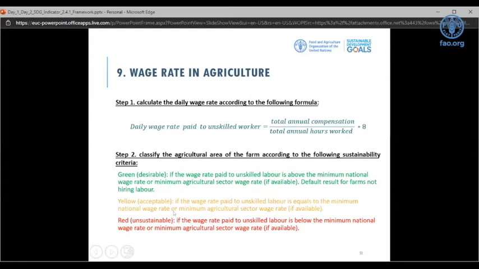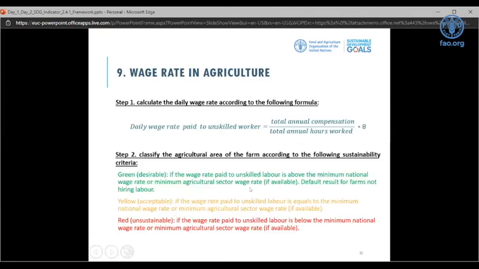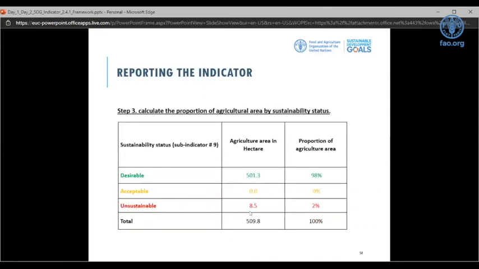The holding will be classified as yellow if the wage rate paid to the unskilled labor is equal to the minimum national wage rate or minimum agriculture sector wage rate. And the holding will be classified as red if the wage rate paid to the unskilled labor is below the national minimum wage rate or minimum agriculture sector wage rate. Based on the criteria listed here, we then classify the agriculture holding, its agricultural land area. We add up the areas, greens, yellows, or reds, and we divide by the nationally representative area for us to estimate these percentages. Now, let me go to the Excel sheet.